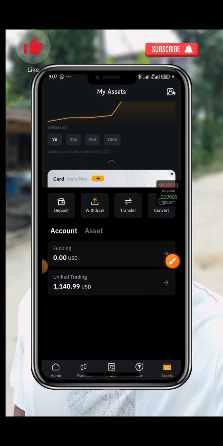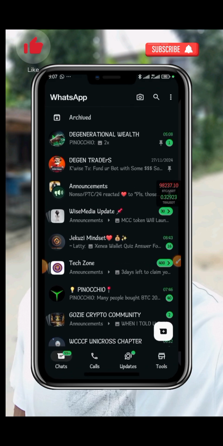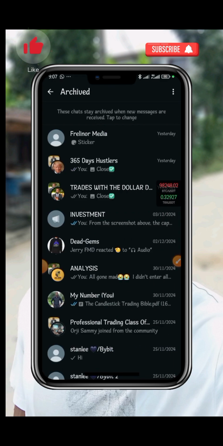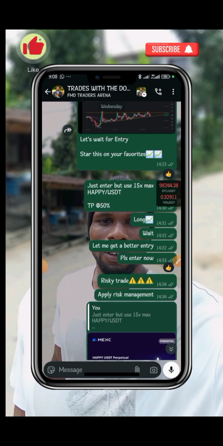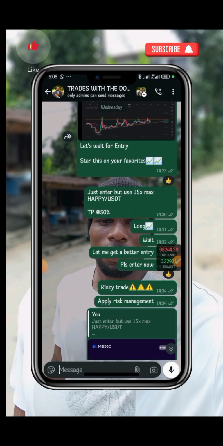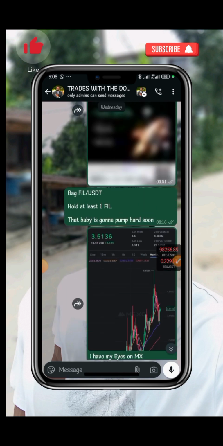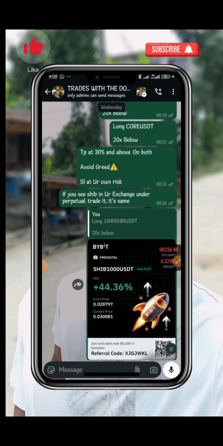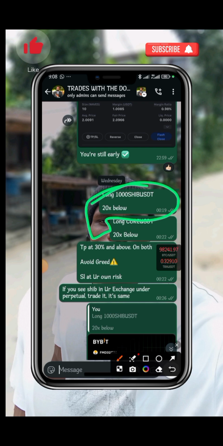So by the time I go to take a trade, let me go to my VIP group. Let's assume a signal is given. Okay, let's assume you were given: long 1000 SHIB, use 20x leverage.